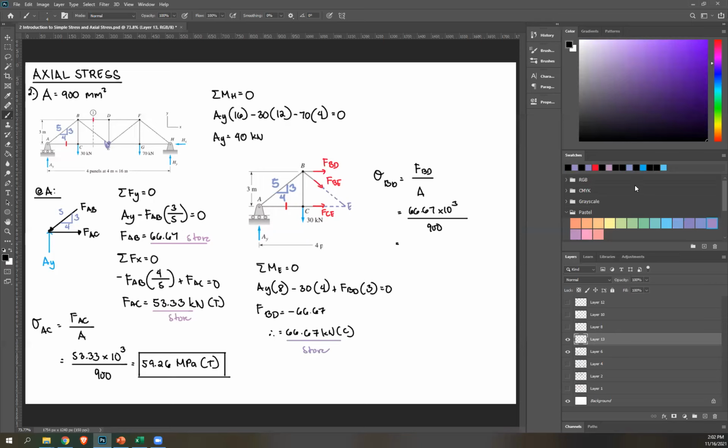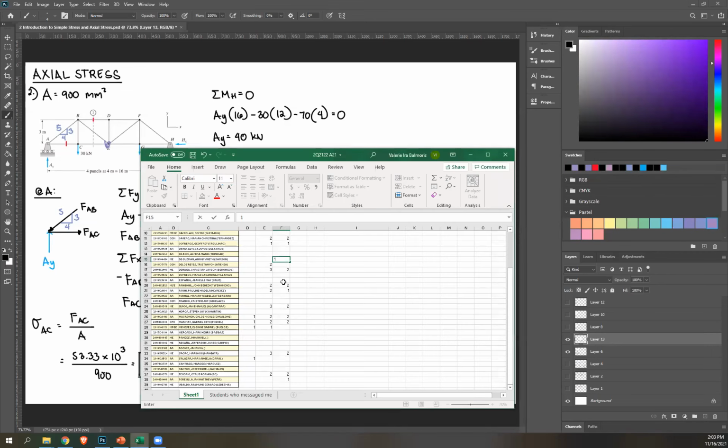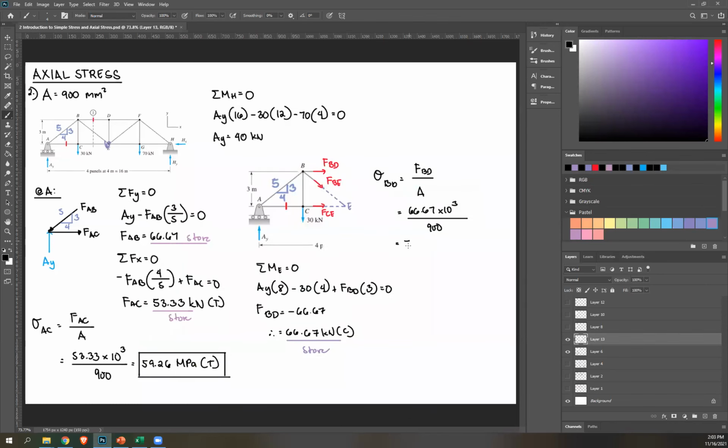Correct? It's 74.07, if you use the stored value. And then unit MPa, since it's Newton per millimeter squared. And then it's compression.